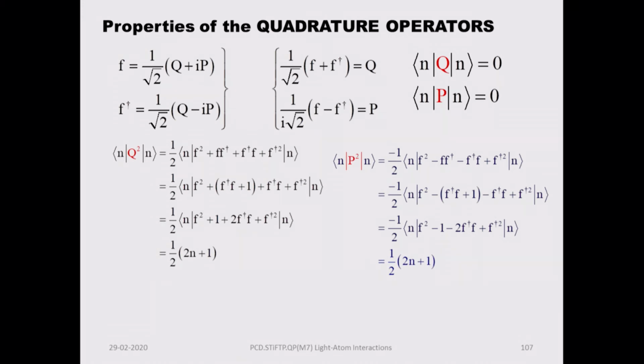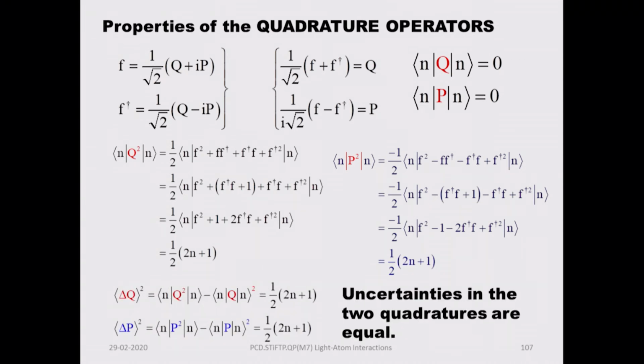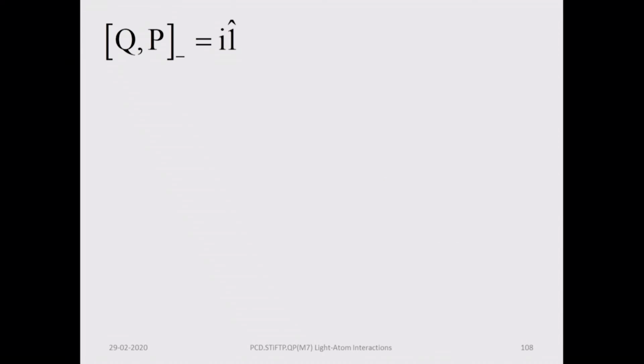So, both the expectation values of q square and p square are exactly the same, and now you can determine the uncertainties in the two quadratures. Okay, this is the generalized uncertainty principle, which we have studied long back when we introduced quantization, and the uncertainties in the two quadratures are essentially equal.